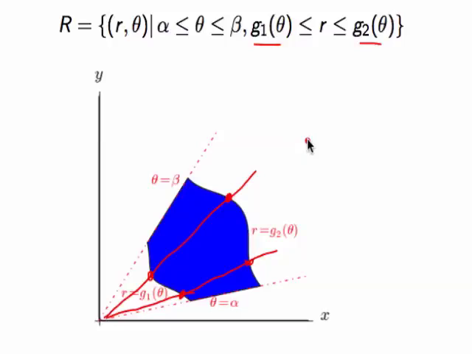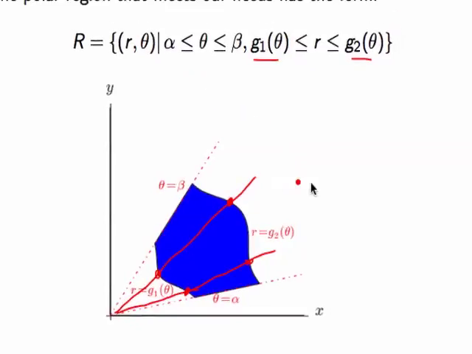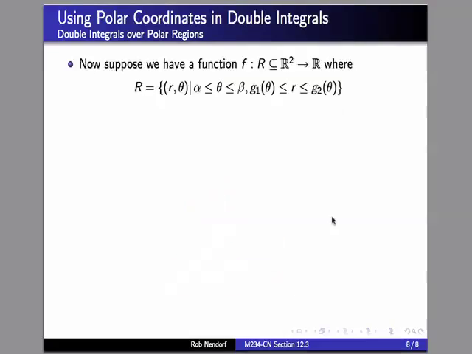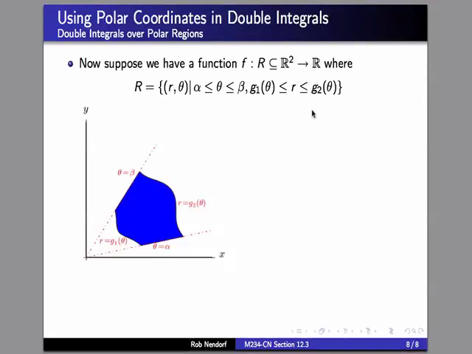And so if we pick a different value of theta, these bounds vary based on which theta that we pick. All right, so this is sort of the analogous notion to a type 1 region, or say a type 2 region, depending on how you want to think about it. But the idea is that one of the coordinates is bounded by constants, and the second coordinate is bounded by functions of the first coordinate. Okay, so suppose we have a function defined on one of these polar regions. Okay, so R is of this form that we just discussed. So it looks something like this. Now we want to define the double integral of f over R dA.